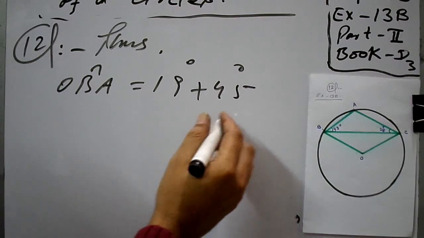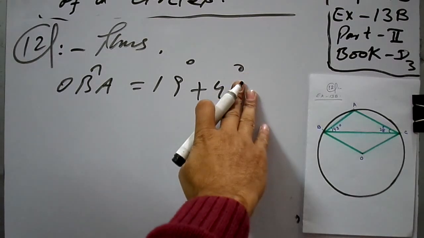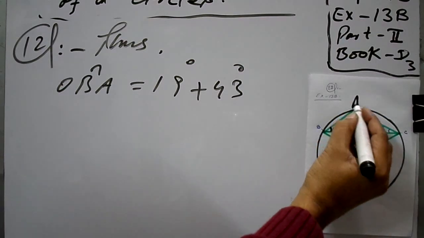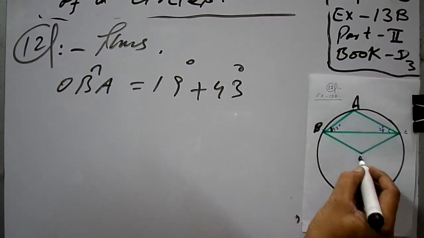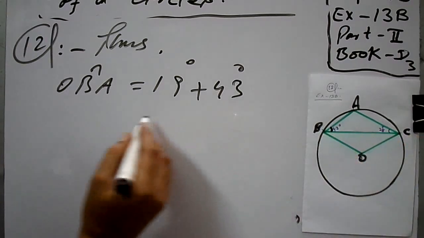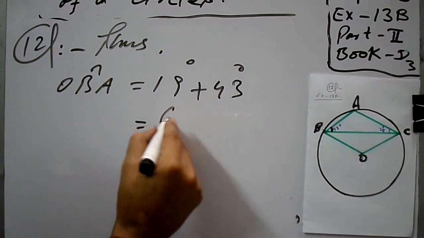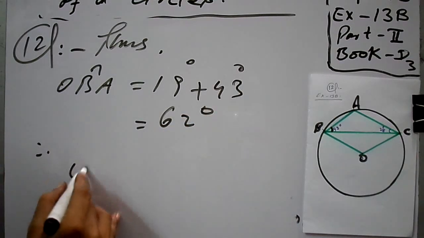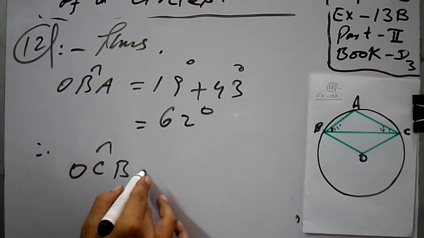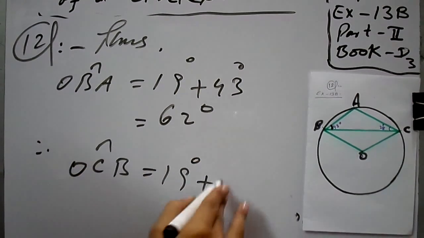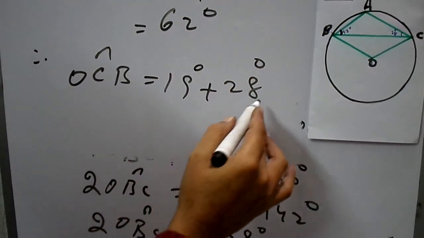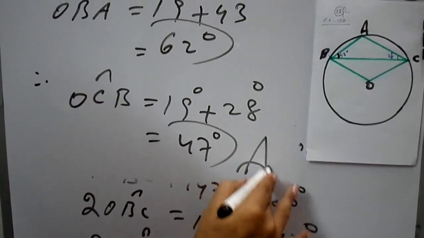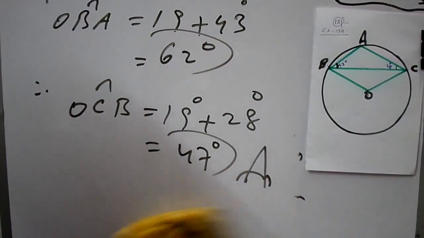If you cut the piece, that is your 43 degree. Since 43 degree is given, that is your A, that is your B, that is your O, that is your C. So 43 degree you should read here, there you will get 62 degree. So it means in OCB, the angle C must be equal to 90 degree plus 28 degree, so you will get 47 degree. So these are the results, so that is your required answer.